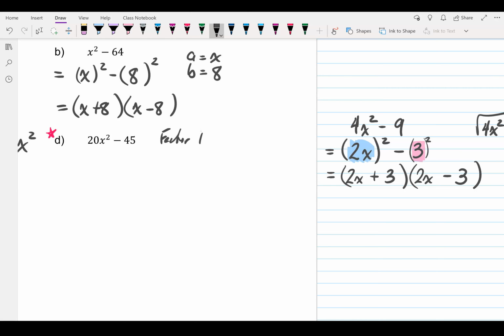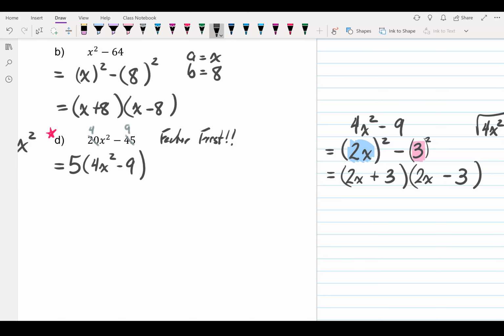You should always be looking to see if you can factor first, because it'll always make your life easier. This is a 20, this is a 45. They absolutely have a factor in common. The greatest common factor they have in common is 5. So if I take out 5, what do I get? 20 divided by 5 is 4. 45 divided by 5 is 9. So I'm left with 4x squared minus 9.